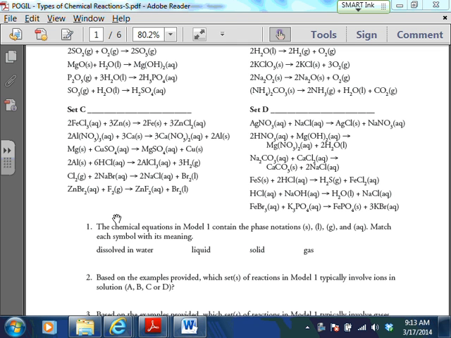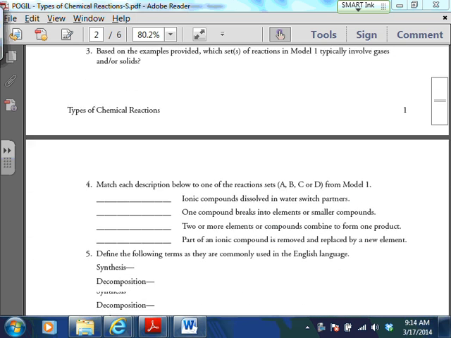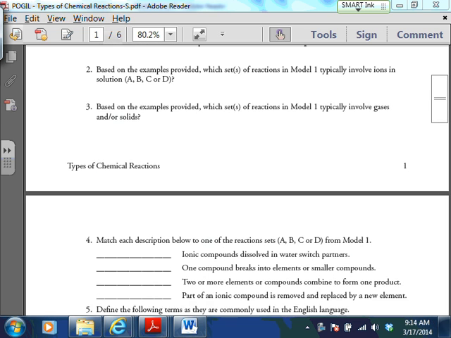But basically, the idea is some metals are stronger than other metals, and they're able to replace a metal out of a compound. Now remember, metals only replace metals, non-metals only replace non-metals. Okay, so let's see how far we got on this thing. I don't think we got very far.